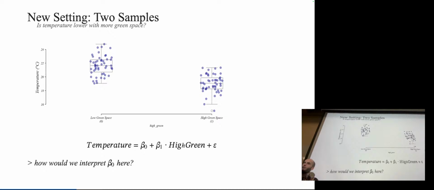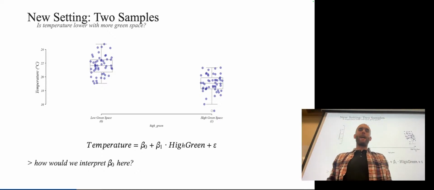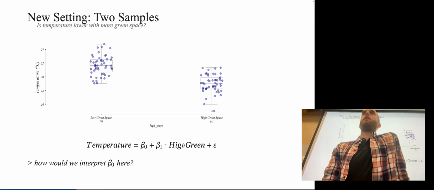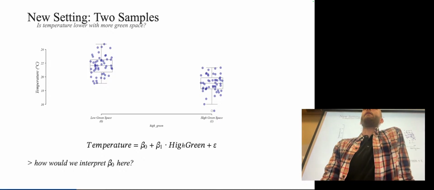When x is equal to 0, temperature will be equal to beta 0 on average. So on average, when x is equal to 0, y will be equal to beta 0. Yeah, very nice. So it's basically just the vertical intercept at x is equal to 0.